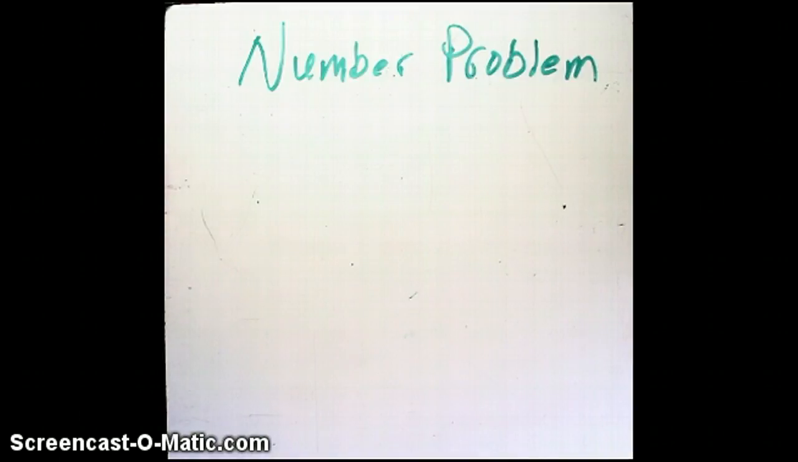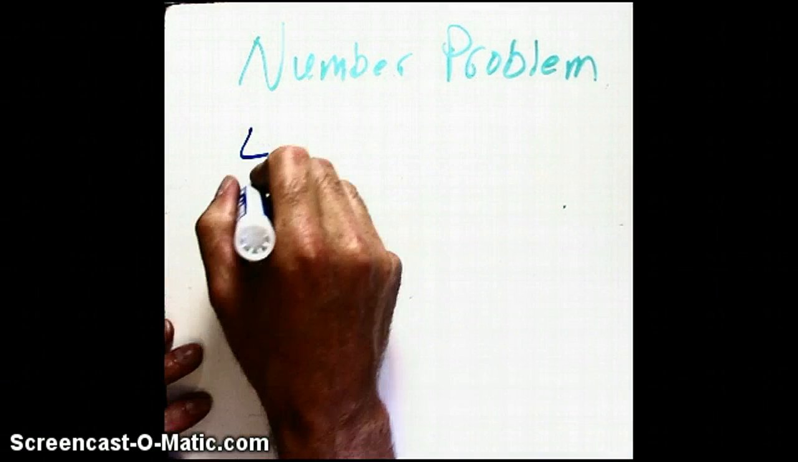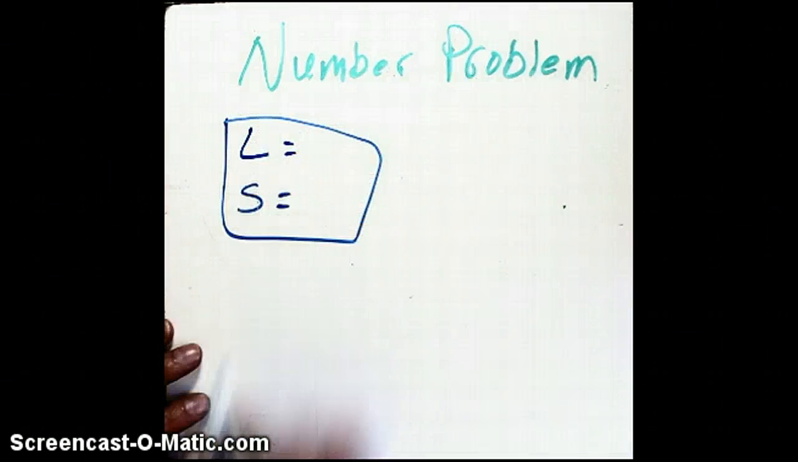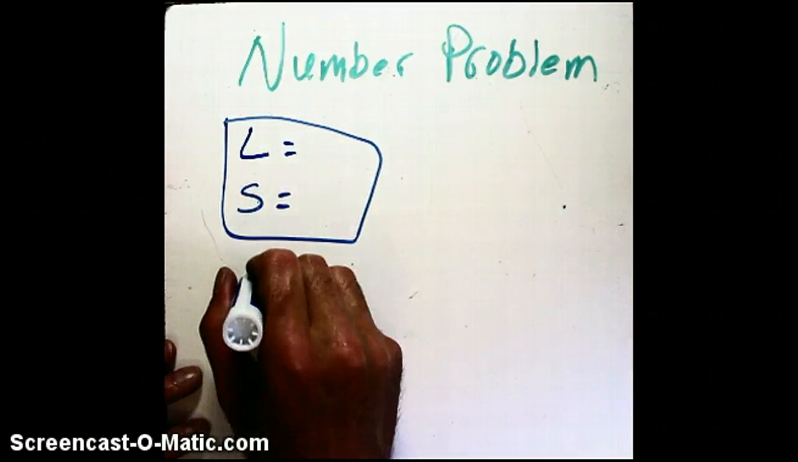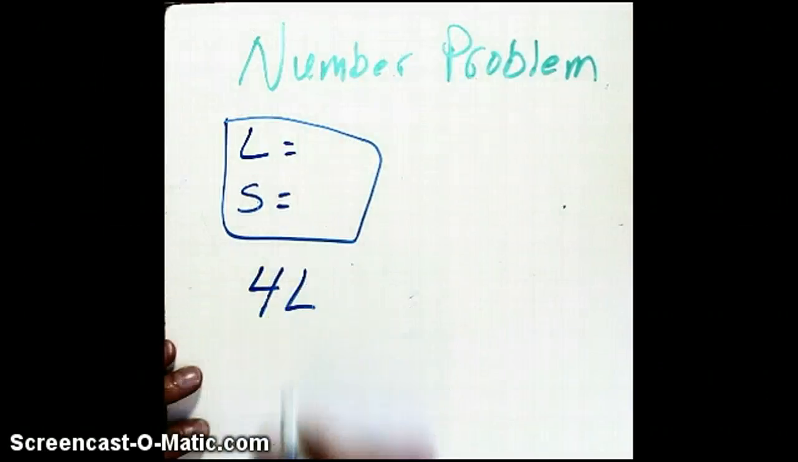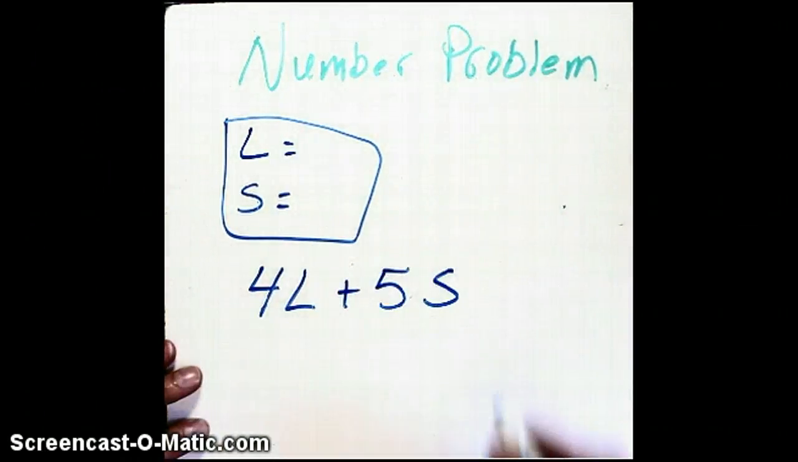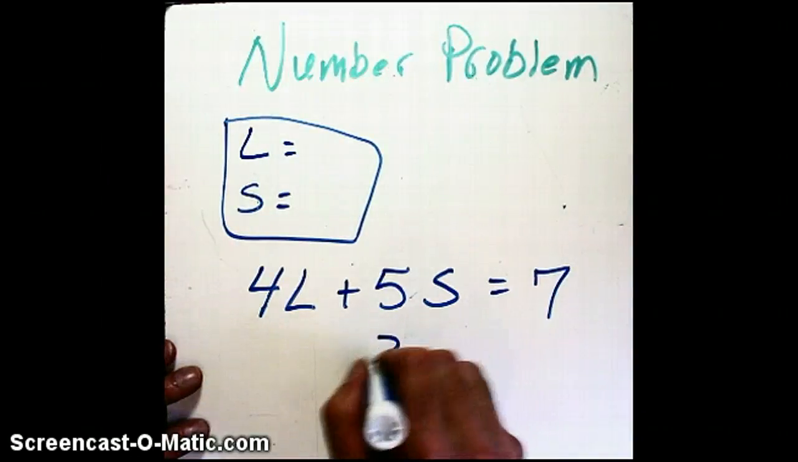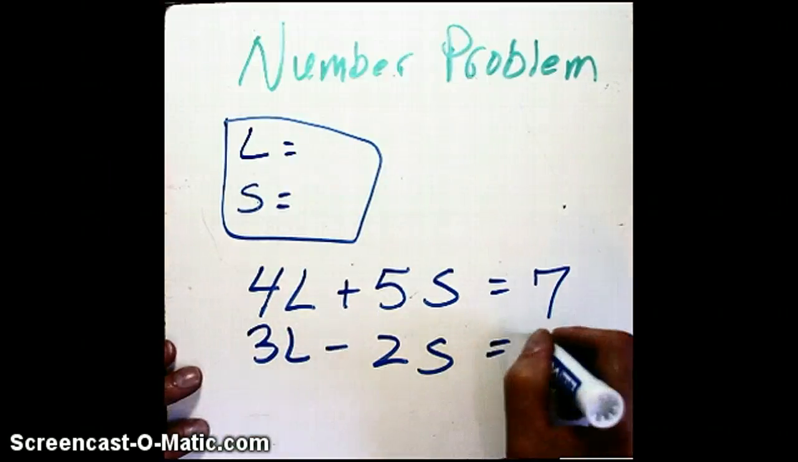So let's take that a moment at a time. We call L the larger and S the smaller. We could make a little box here where we're going to put our answers. Now go back to the language. The sum of 4 times the larger and 5 times the smaller is 7. And when twice the smaller is subtracted from 3 times the larger, the result is 11.